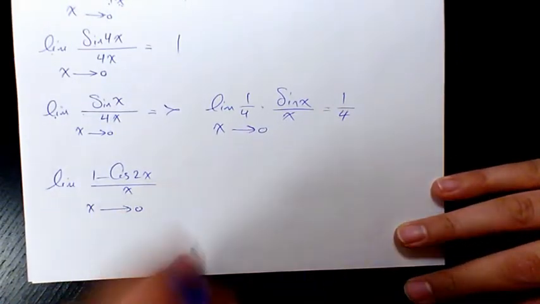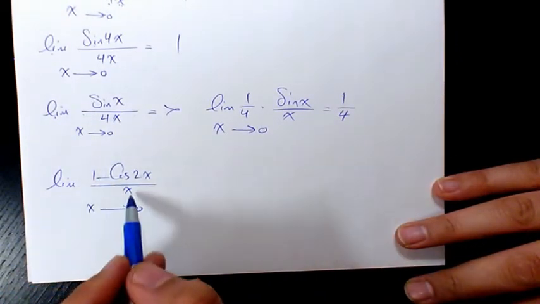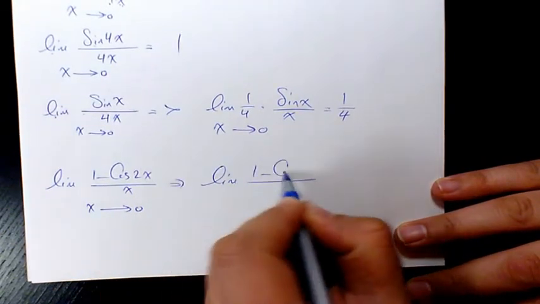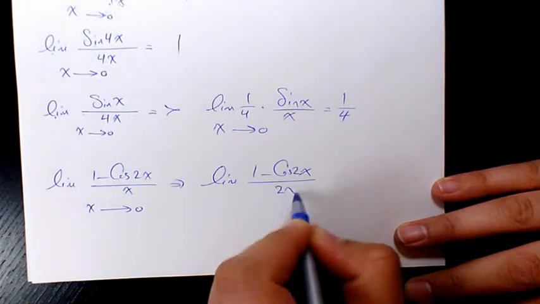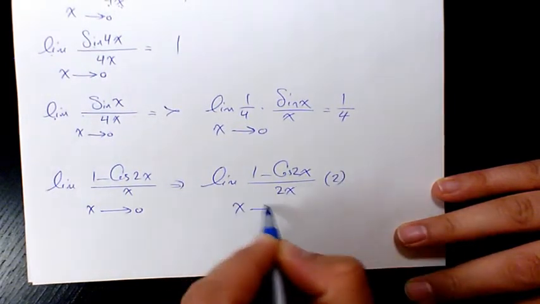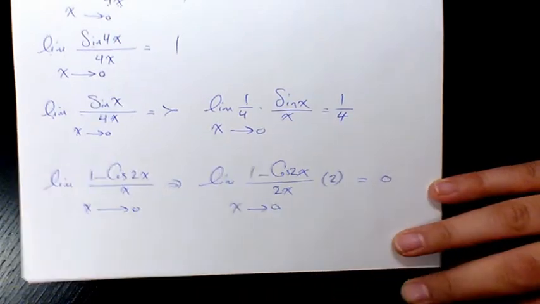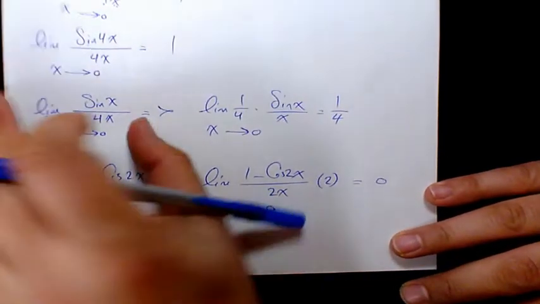Here you have limit of 1 minus cosine 2x over x when x is approaching 0. It is going to be 1 minus cosine 2x over 2x times 2 when x is approaching 0. This part is going to be 0. 0 times 2 is going to be 0.